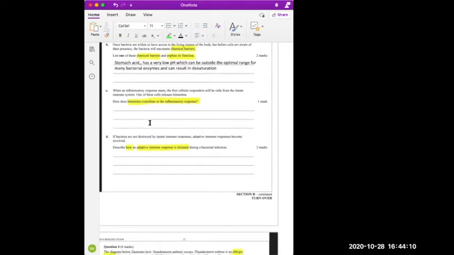When an inflammatory response starts, the first cellular responders will be cells from the innate immune system. One of these cells releases histamines. How does histamine contribute to the inflammatory response? So histamine should be something that you know more from the allergy responses rather than the immune or pathogen response.